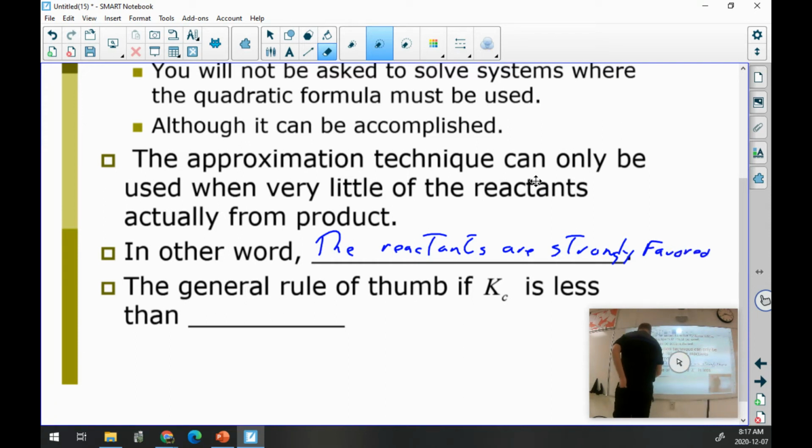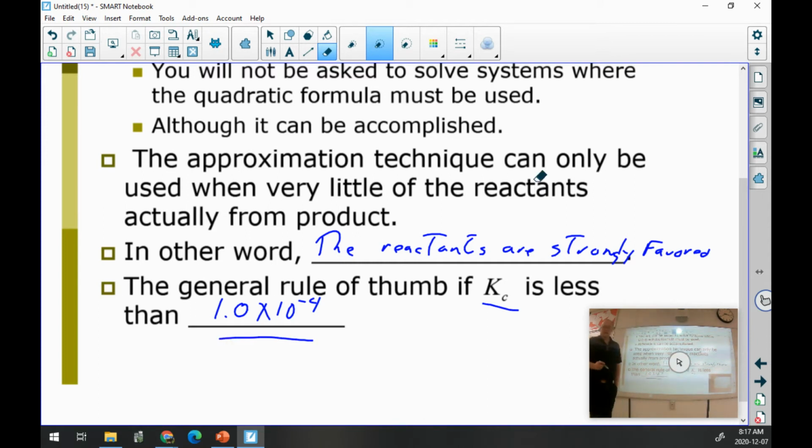General rule of thumb, if it is less than 1.0 times 10 to the negative 4. So if your Kc is this small, we get to use the approximation method. If we go much bigger than that, the approximation method starts to deliver worse and worse answers for this.